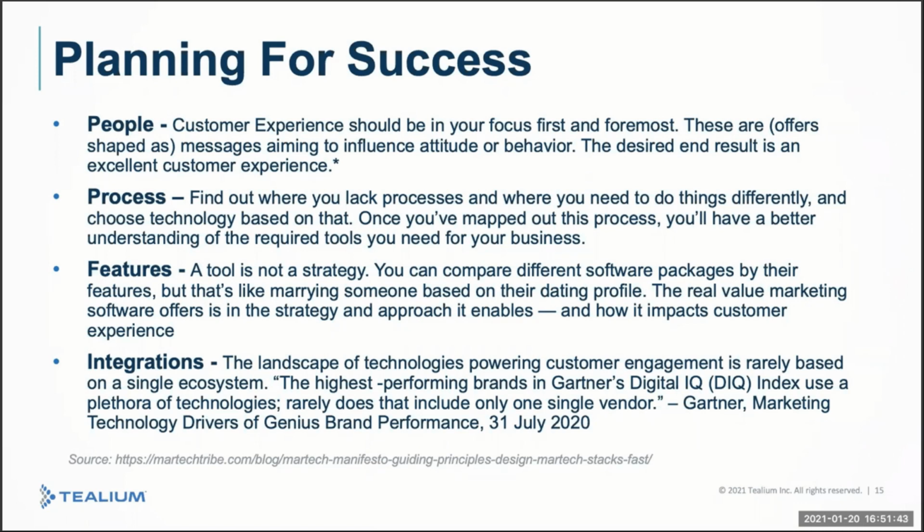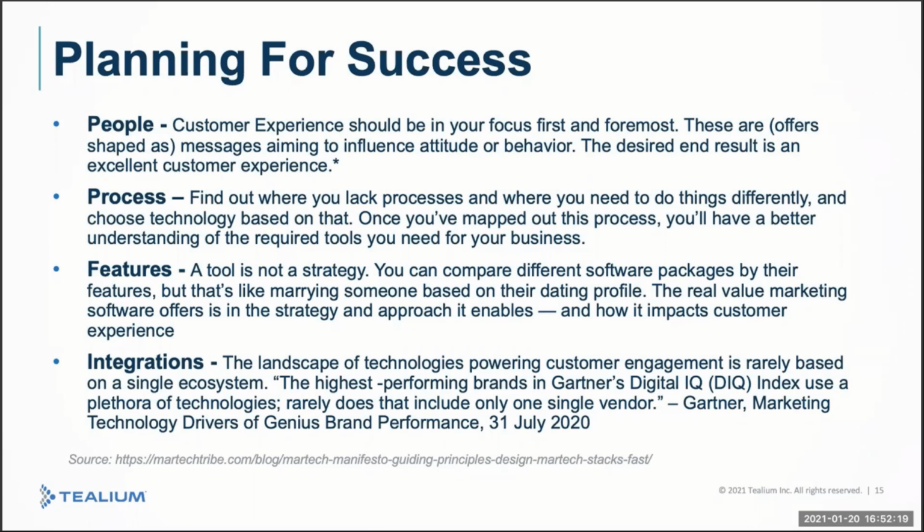Really think about where you might lack process and where you might need to do things differently, and choose a technology based on that. Once you've mapped out the process, you'll have a better understanding of the required tools that you need, or quite frankly, don't need for your business. I think a lot of tools and technologies are adopted outside of processes being created. We'll look at people and process, and then we'll get into technologies. But people and process can solve a lot of problems in terms of current MarTech utilization, or just better identifying what actual tools you need.